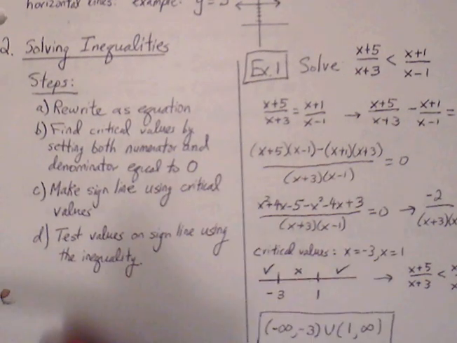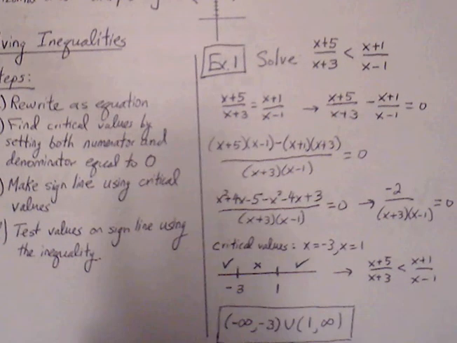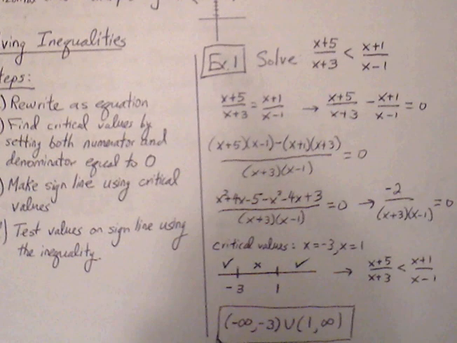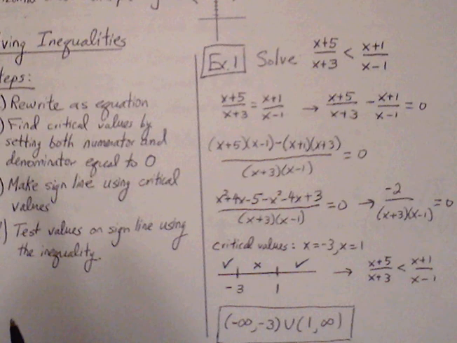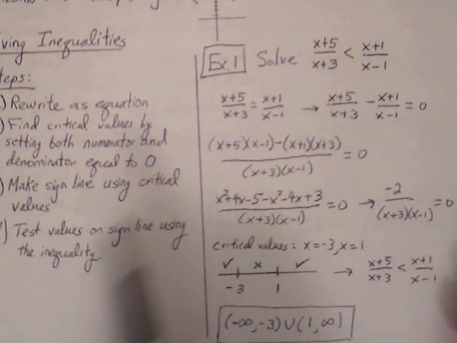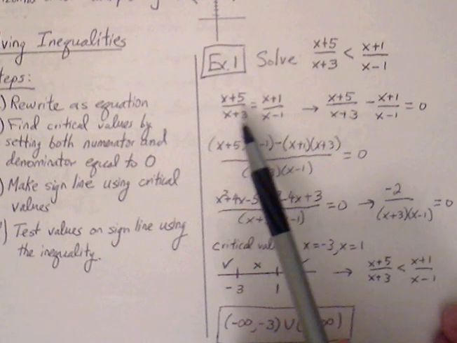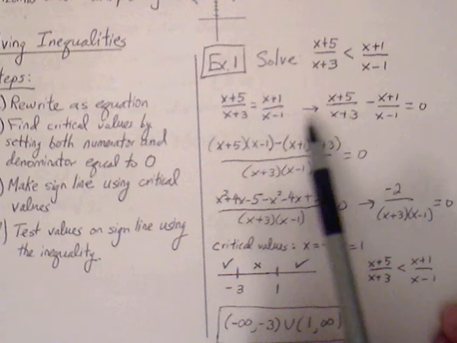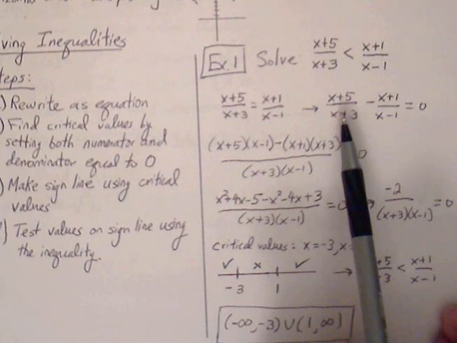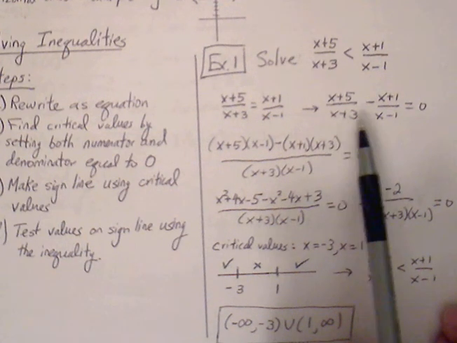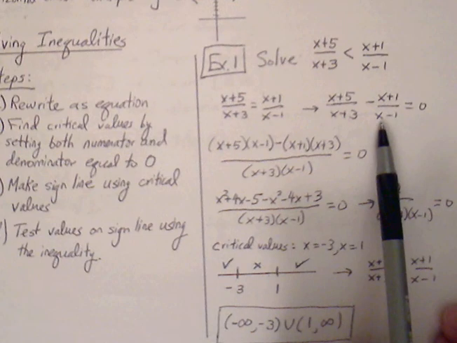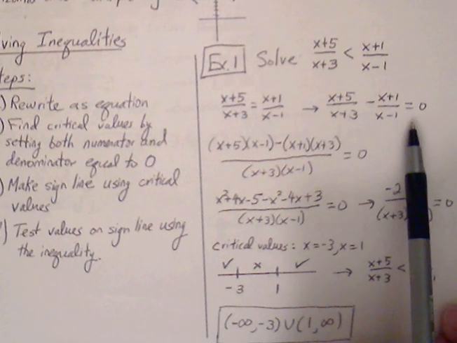Okay, so let's look at this example here. Solve x plus 5 divided by x plus 3, which is less than x plus 1 over x minus 1. So first step, we're going to rewrite this as an equation. And I'm going to next bring everything over to one side of the equation, x plus 5 over x plus 3 minus x plus 1 over x minus 1 is equal to 0.